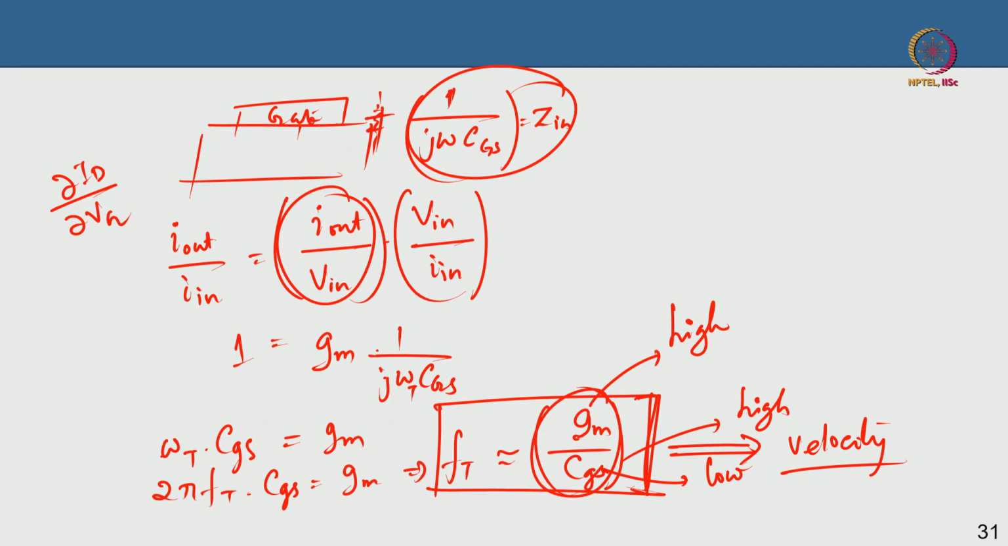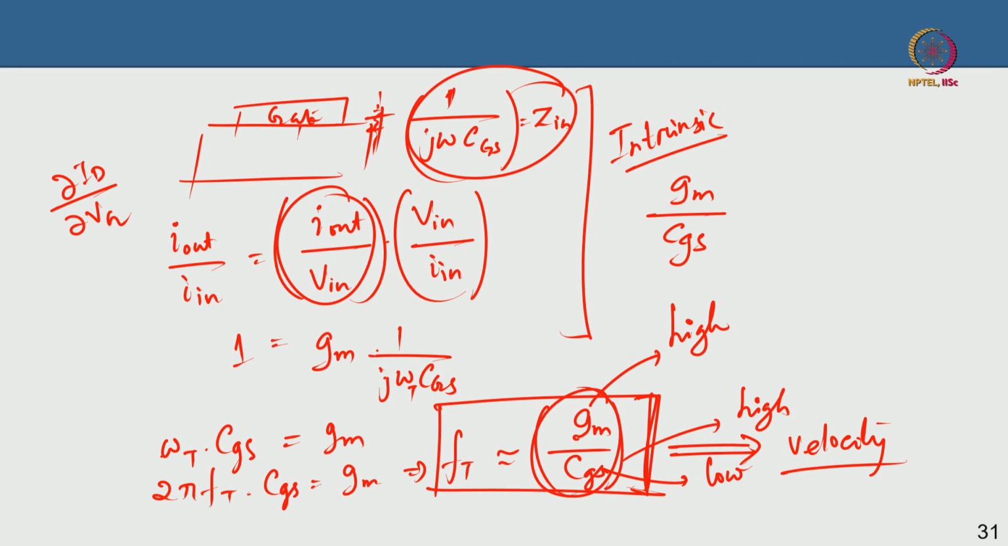Now this entire analysis is based only on the intrinsic device, which means I have ignored all the parasitic components, the source resistance, the drain access resistance, etc., which is not correct, but for only the intrinsic device this is how it is. So the Gm by Cgs ratio decides your cutoff frequency, the current gain cutoff frequency.